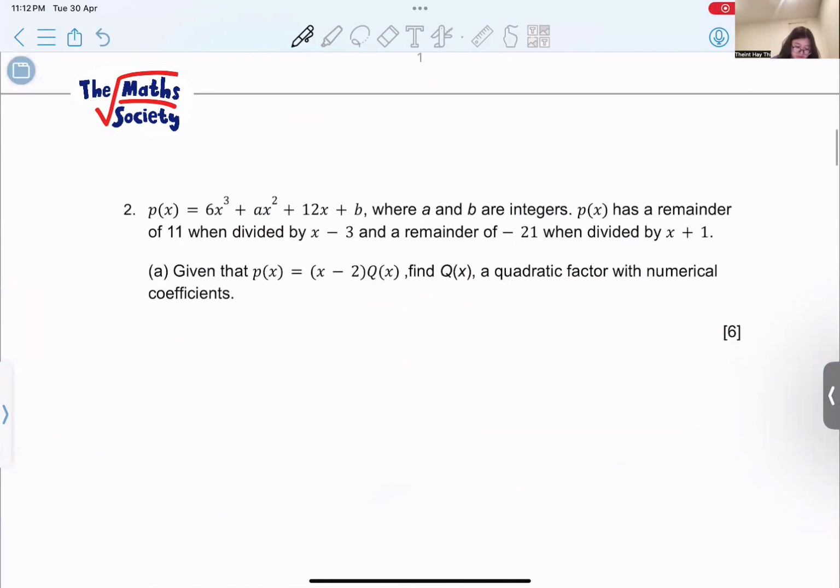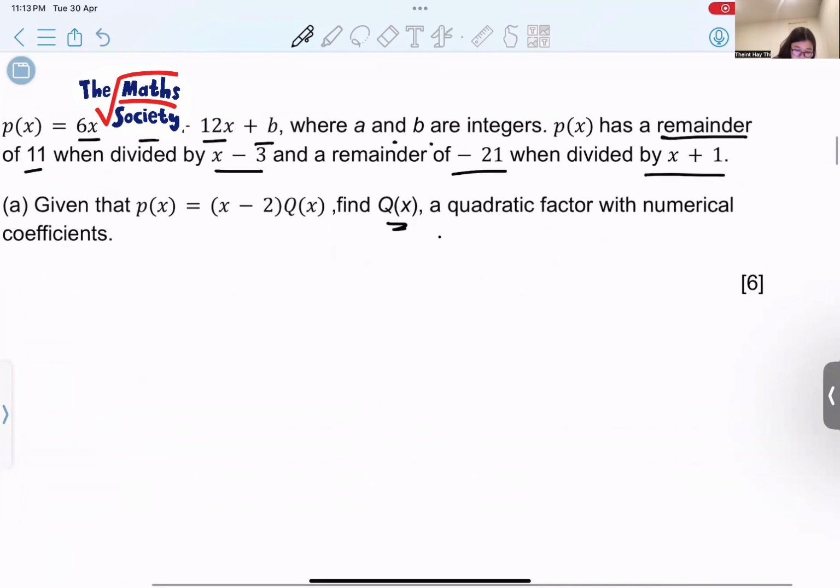And then moving on, question 2. They give you p of x equals 6x cubed plus ax squared plus 12x plus b, where a, b are integers. p of x has a remainder of 11 when divided by x minus 3, and a remainder of minus 21 when divided by x plus 1. Given that p of x is equal to x minus 2 times q of x, find q of x. So they are telling us to find a quadratic. So firstly, we need to solve what a and b are, and then only we can divide it by x minus 2 to find the quadratic factor.